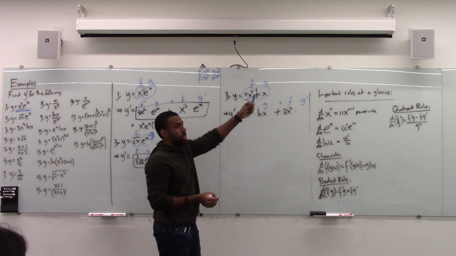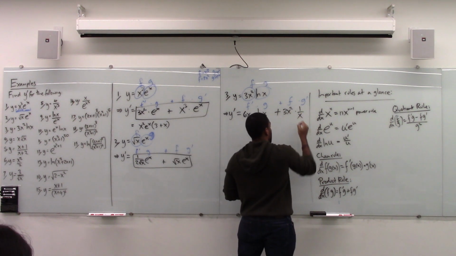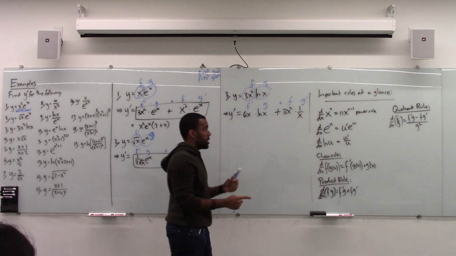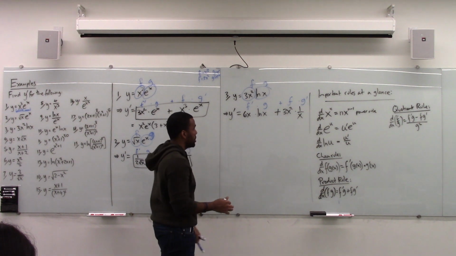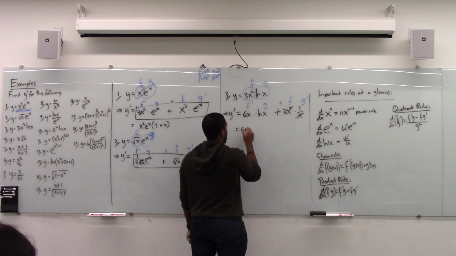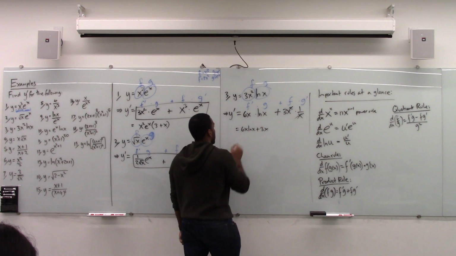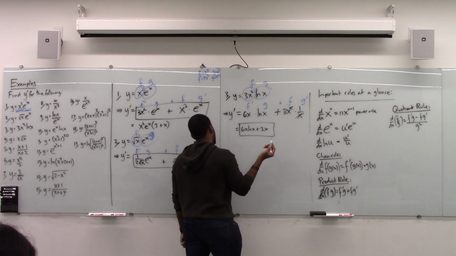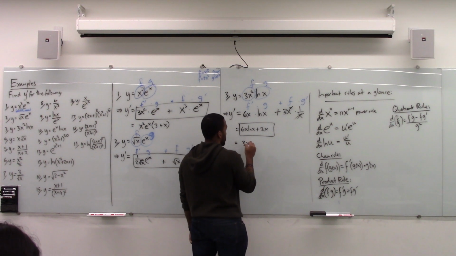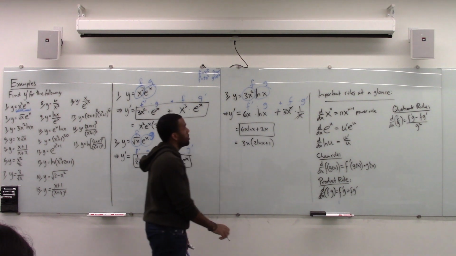What's the derivative of ln x? It's 1 over x, right? U prime over u, the derivative of x is 1 divided by x. This you can simplify by canceling the x's, so you have 6x ln x plus 3x. And that's fine for me. If you wanted, you could factor out a 3x, but that's fine on this.